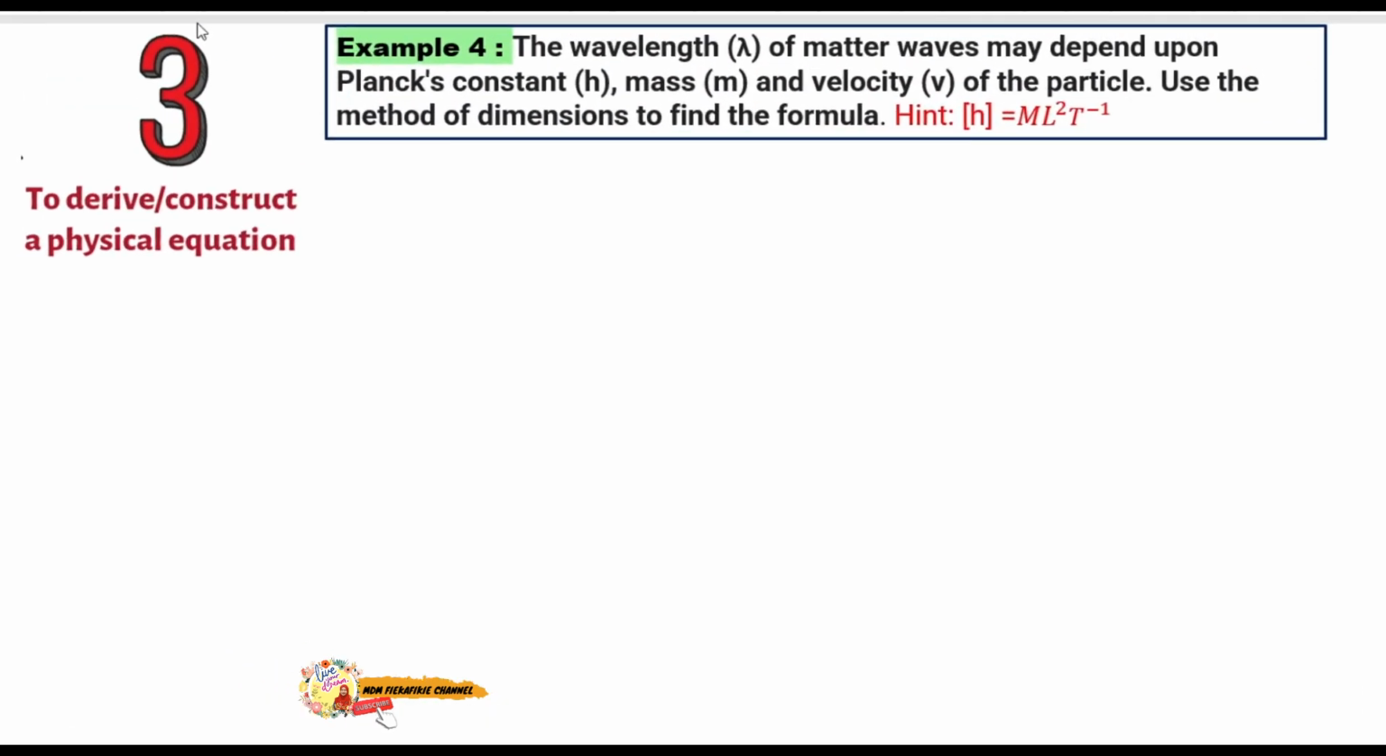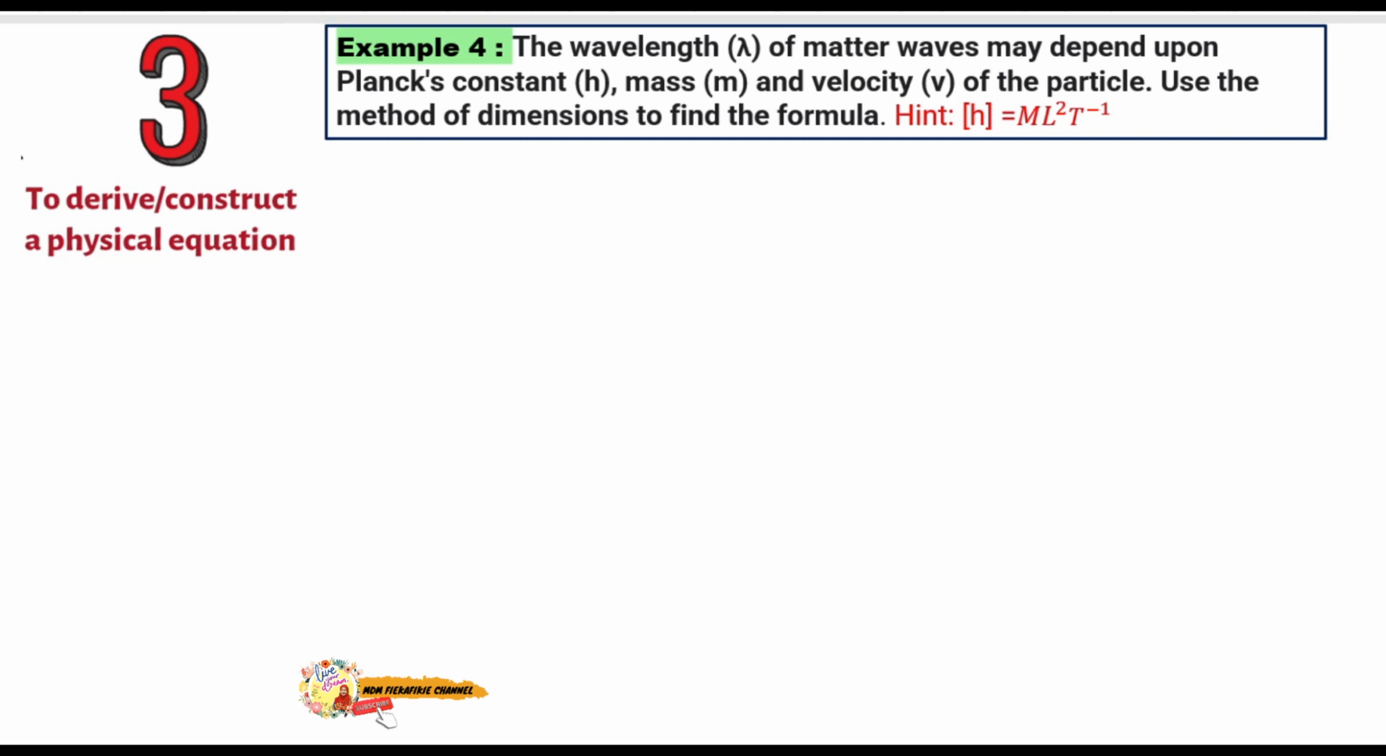Okay, so this time example number 4, this is related to the uses of the dimensional analysis. Kegunaan yang ketiga, dimensional analysis adalah untuk derive and construct a physical equation. Okay, so let's read the question. We have the wavelength lambda of matter wave may depend upon Planck's constant h and mass m and velocity v of the particle. Okay, so we need to use the method of the dimensions to find the formula. Okay, so we need to find what is the formula.